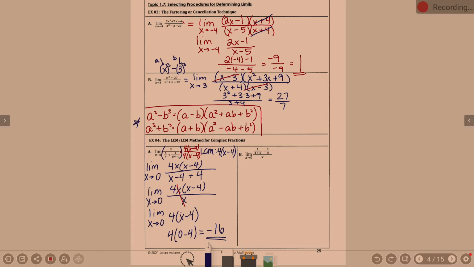Okay, maybe? So we don't have to put like limit of x. Oh, for your final answer? Not necessarily, no. I mean, if you're showing the steps here.